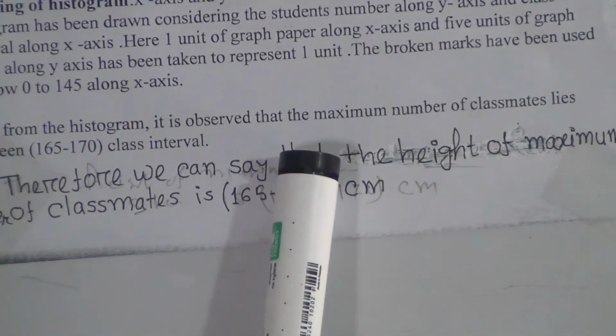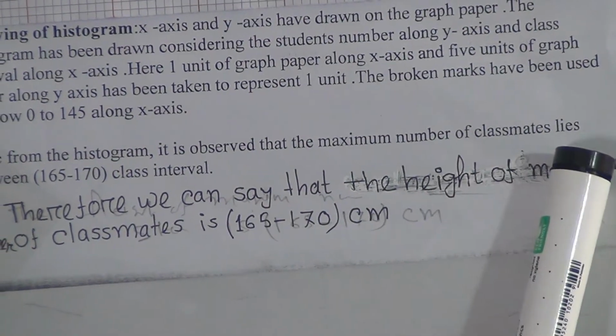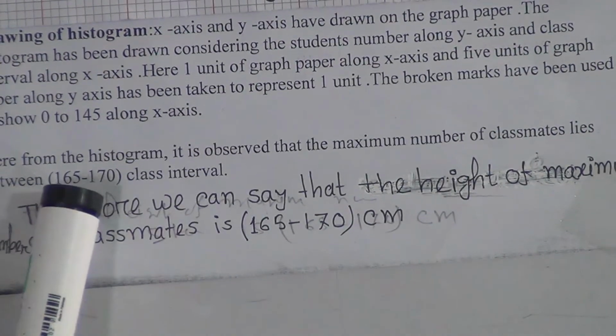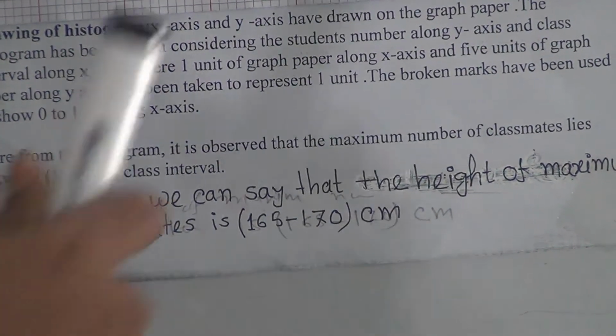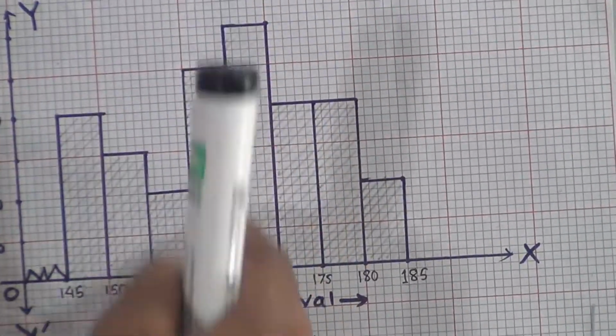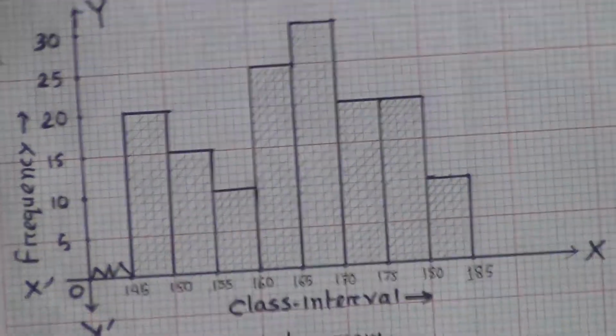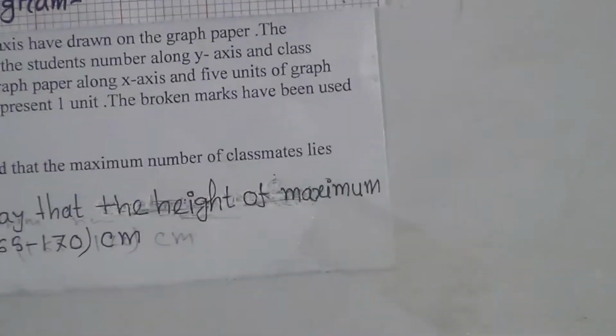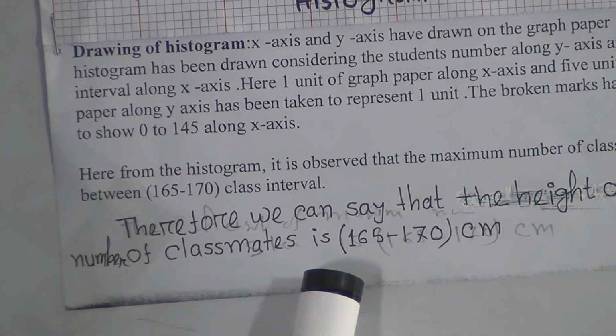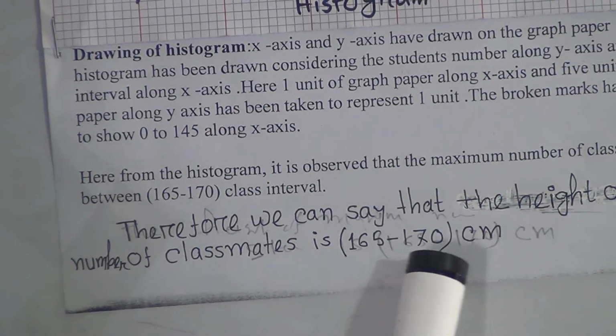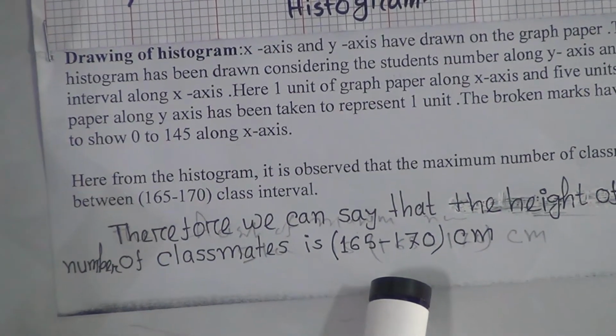Here from the histogram, it is observed that the maximum number of classmates lies between 165 to 170. You see, 165 to 170, 6 students. Therefore, we can say that the height of the maximum number of classmates is 165 to 170 centimeters.